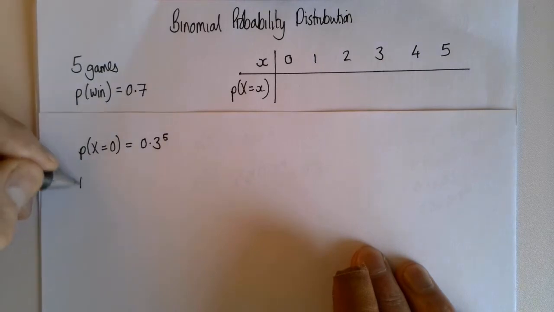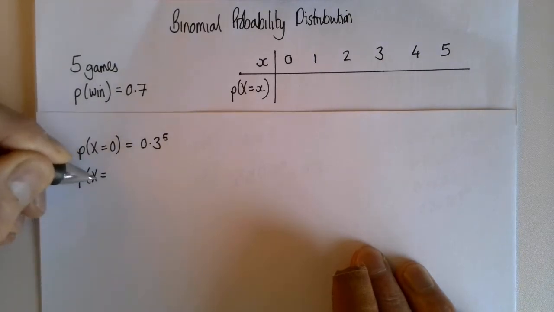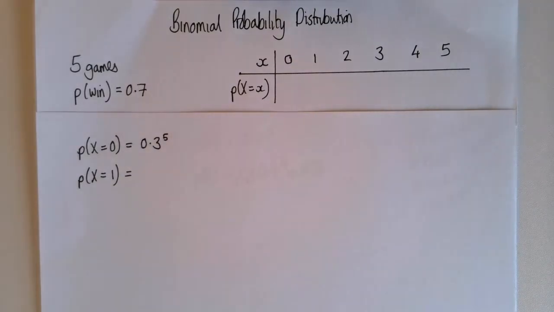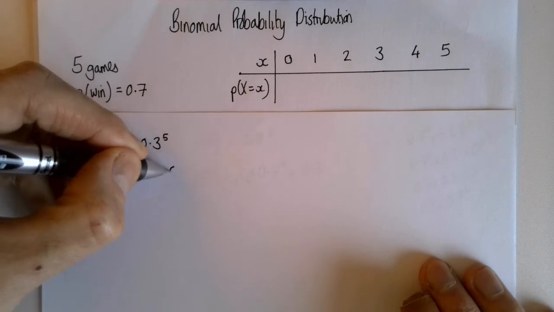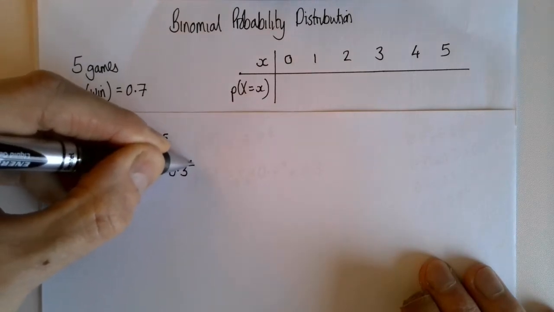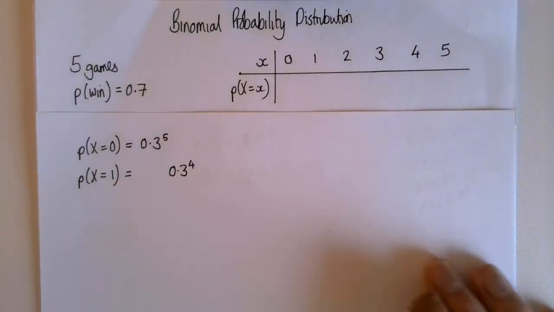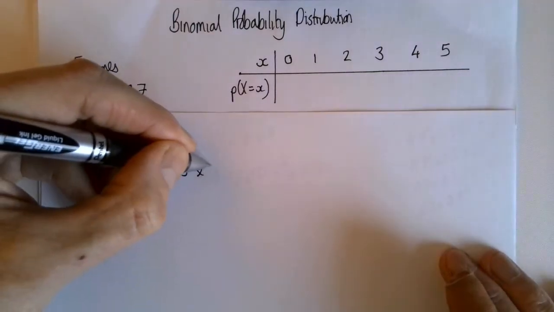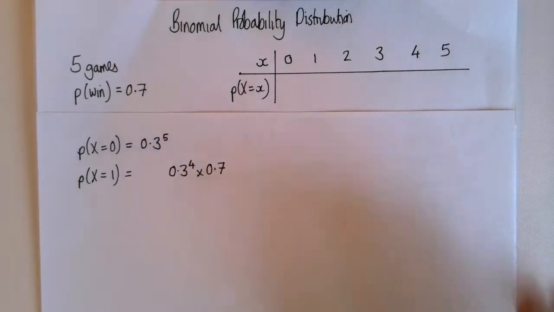Okay, what about the probability that I win one game? I'm hoping you can see that that would involve Jacob winning 4 games, 0.3 times 0.3 times 0.3 times 0.3, and me winning 1 game.